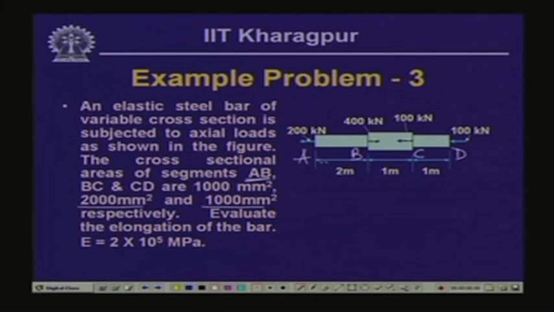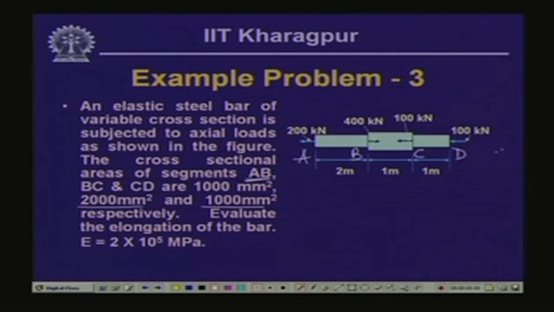And this particular bar is subjected to a pull here of 200 kilonewton, here it is 400 kilonewton, here it is 100 kilonewton, and here it is 100 kilonewton. Now, for such a system, we need to look into whether the whole bar is in equilibrium under the action of these forces or not.